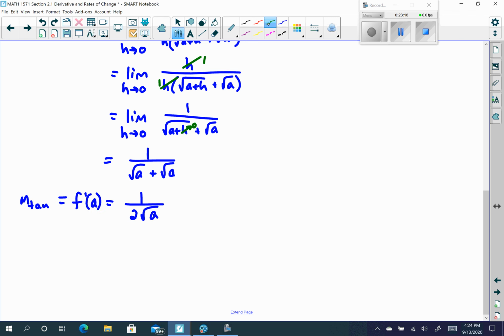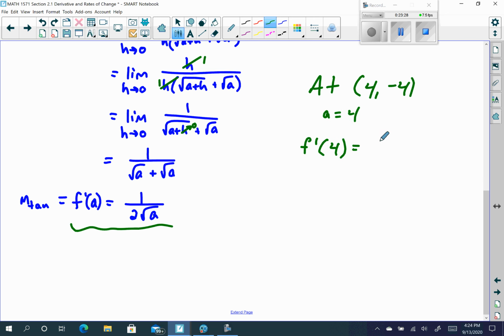All right, so now we're at the point 4, negative 4. So this is the slope of the tangent line at any point a. Here, a is 4. So now f prime of 4 becomes 1 over 2 times radical 4, 1 over 2 times 2, so we get 1/4. So this is the slope of our tangent line. And we're at this point. So we have our slope, we have a point.